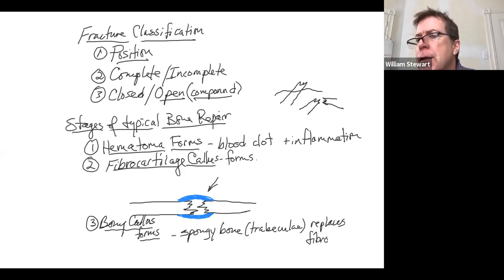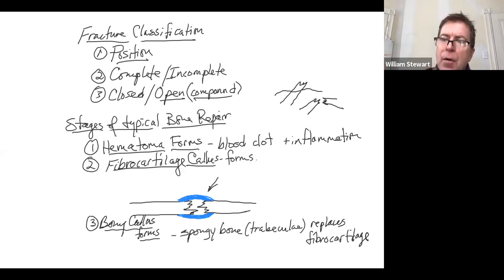You need to go over these stages in your book. Just read through them, but I'm giving you the gist of it. And then a bony callus forms in that site. So I'll use black. We get spongy bone replacing fibrocartilage, and it amasses in this area to help splint that tissue even further.